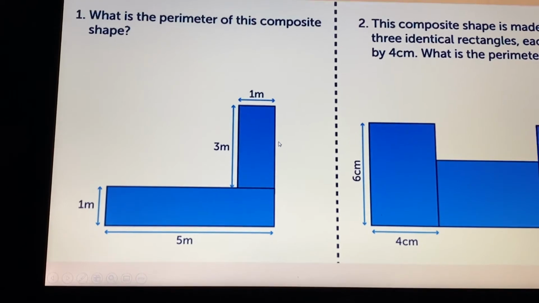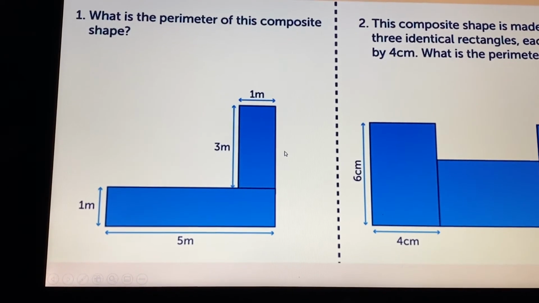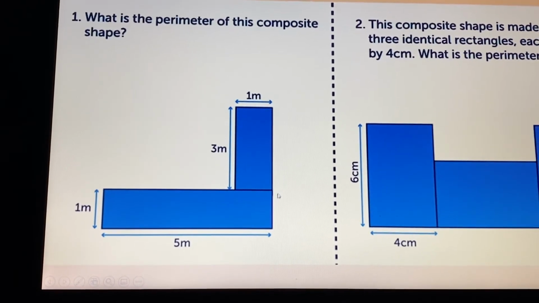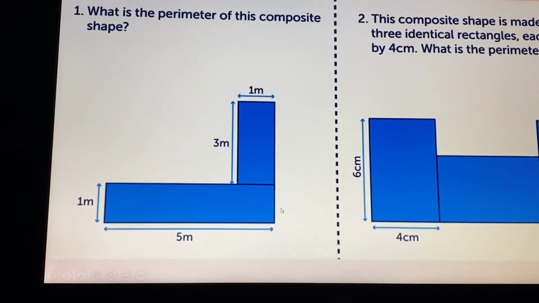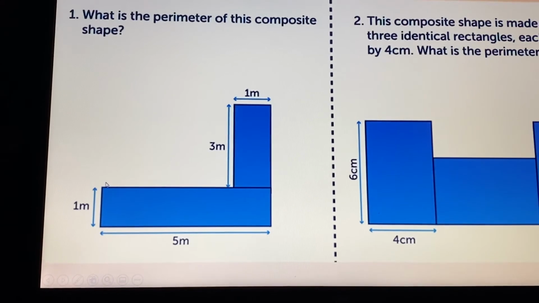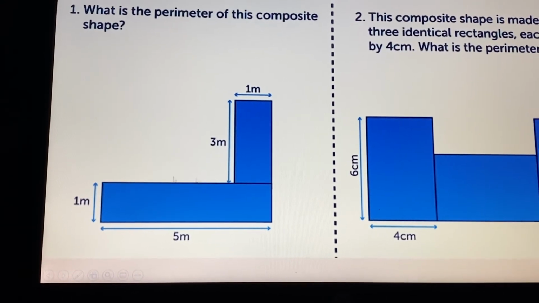Hopefully we've realised that this one here would be 3 centimetres. Hopefully we've realised, 3 metres. Hopefully we've realised that this one here would be 1 metre. And therefore it's just this missing side that we're not sure of.